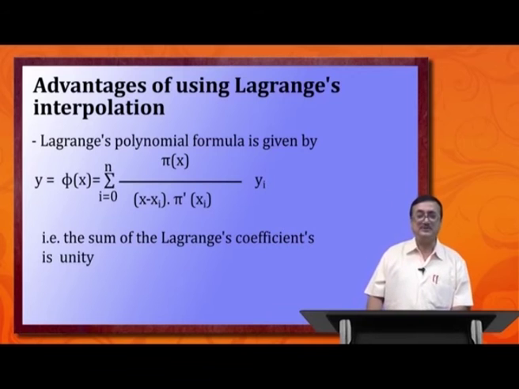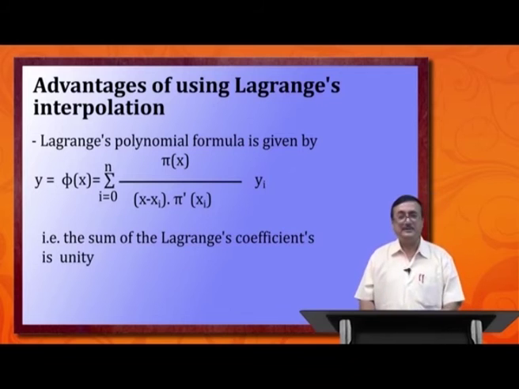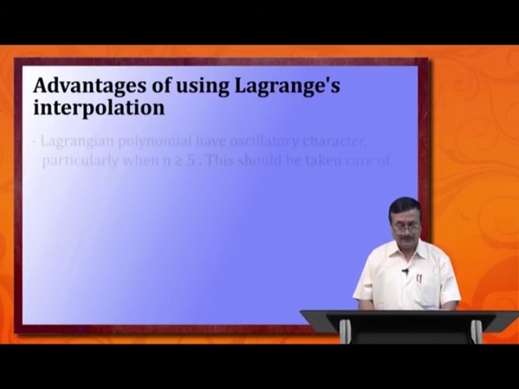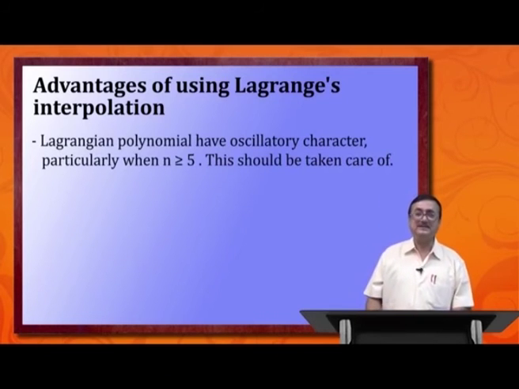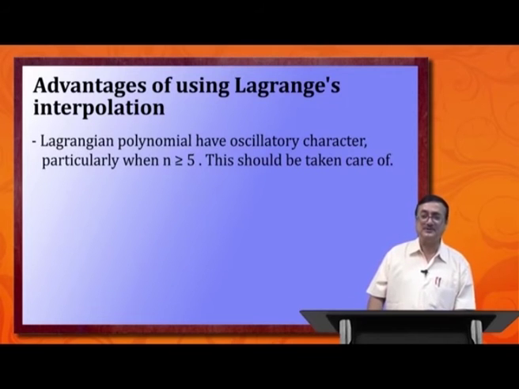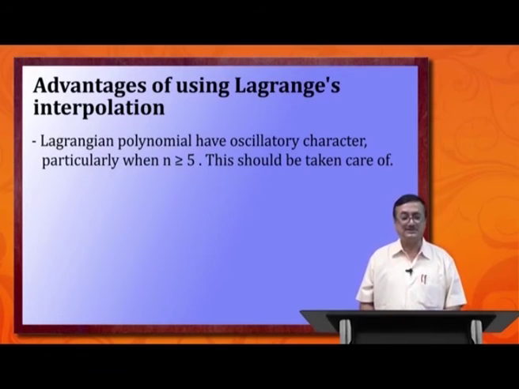This result can be used for checking the Lagrangian polynomial obtained in our problem. This will be taken as a checking formula. Lagrange's polynomial has some disadvantage also, because in case when n is greater than or equal to 5, we shall see that Lagrange's polynomial will get oscillatory form. It oscillates within the limit of our interpolation.